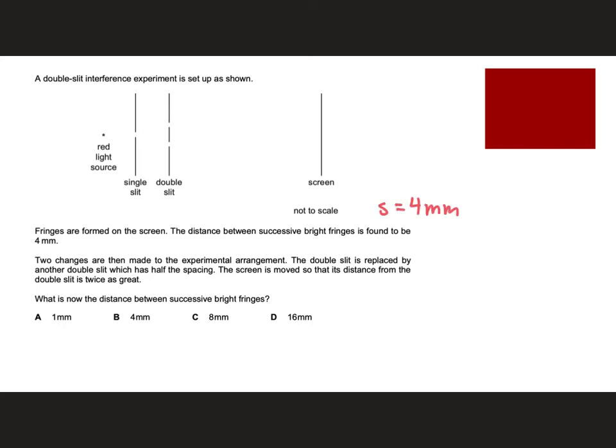So we've got a certain distance, and it says that the distance between successive bright fringes, that's our letter S, is 4 millimeters. So now we make some changes to our design. The double slit is replaced by another double slit which has half the spacing. So that means little d is now going to be d over 2. And the screen's moved so the distance is doubled from what it used to be.